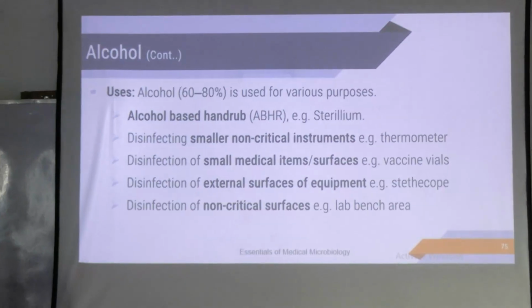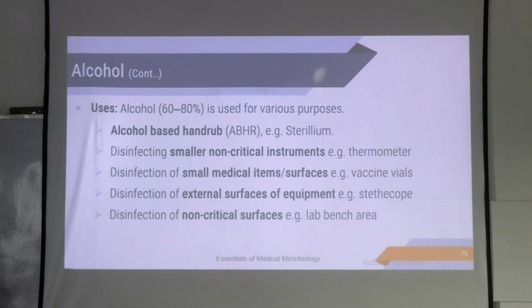And how long should you keep the alcohol? What should be the duration of exposure? As long as it takes to evaporate.